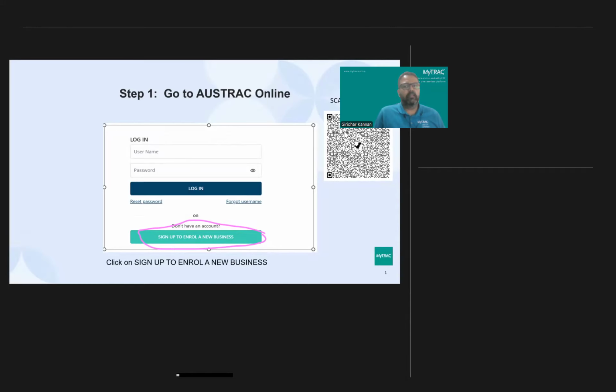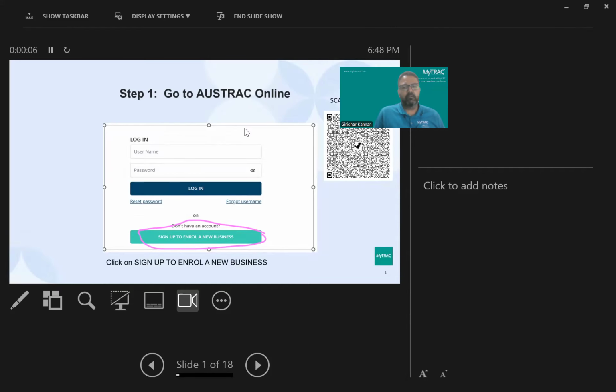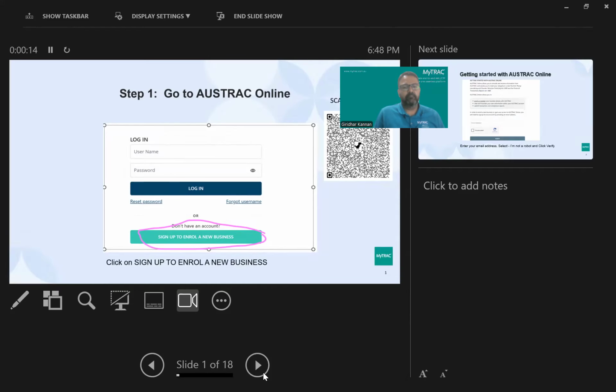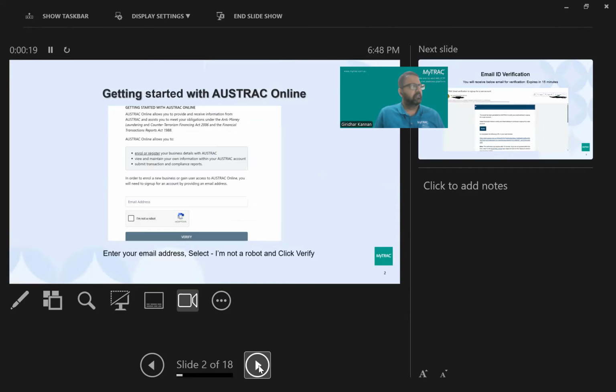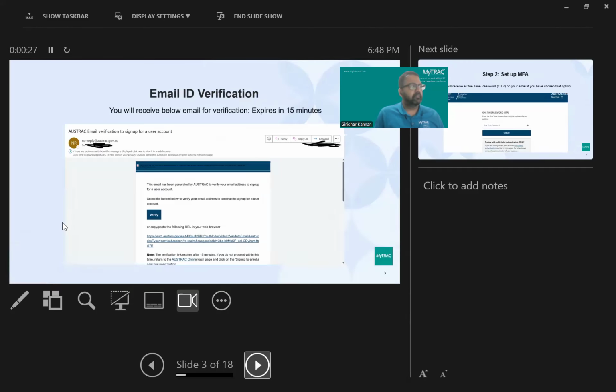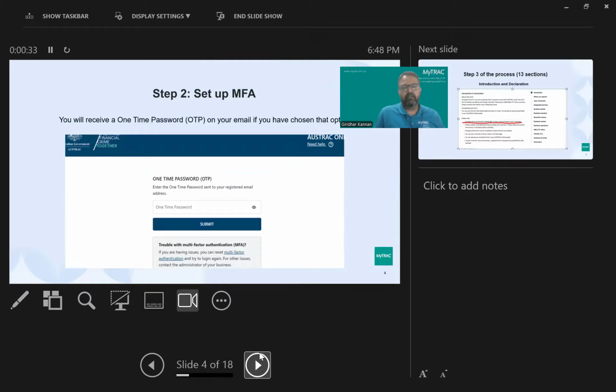So let's get started here. You can scan this QR code to go to AUSTRAC Online, or you can Google search AUSTRAC Online and you will get this. All right, so sign up to enroll a new business. Click on it, enter your email ID. Click on I'm not a robot. Click on verify. You will receive an email like this that says go and verify. So quickly you can verify that. It's fairly straightforward. Once you verify, you can set up two-factor authentication.